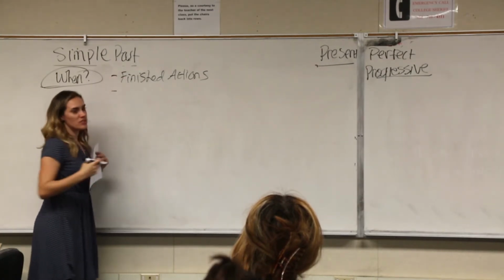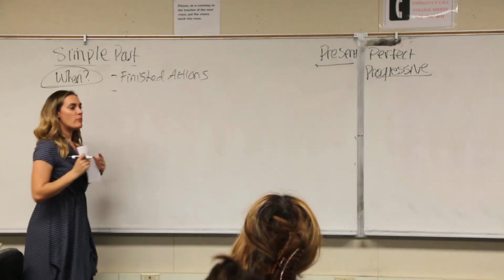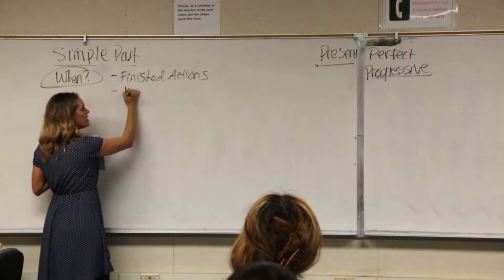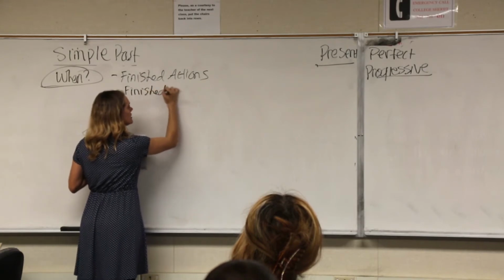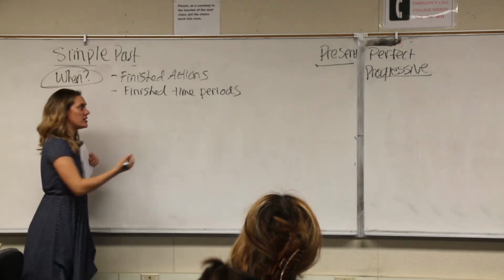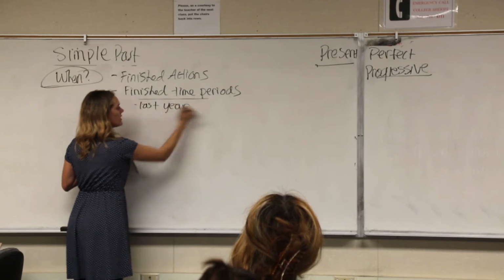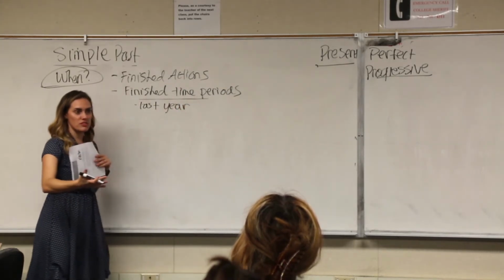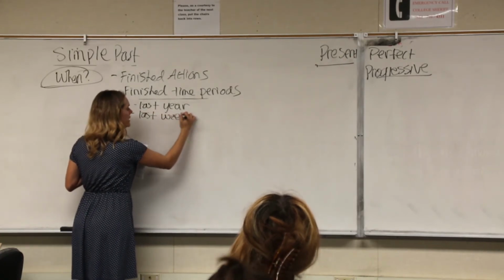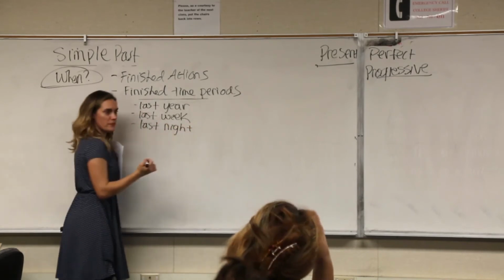So this is the main time we use the simple past, when something's done. But you also should focus on the time, right? So we use it for finished time periods, okay? So for example, some finished time periods are like last year. That's finished, right? What's some more examples of a finished time period? Last week, last night. Yesterday. Good.